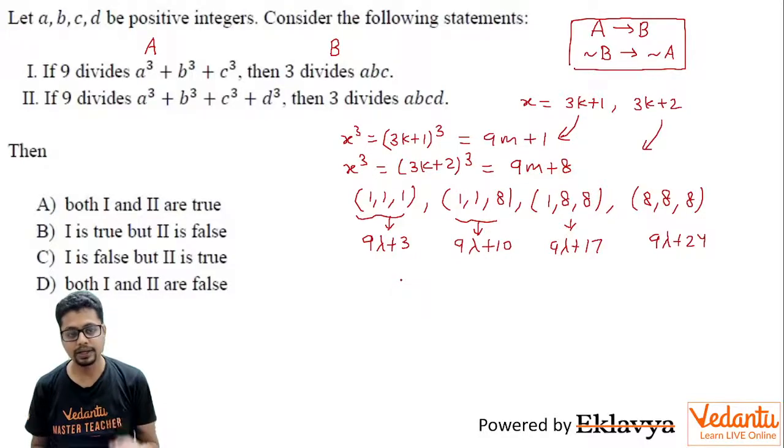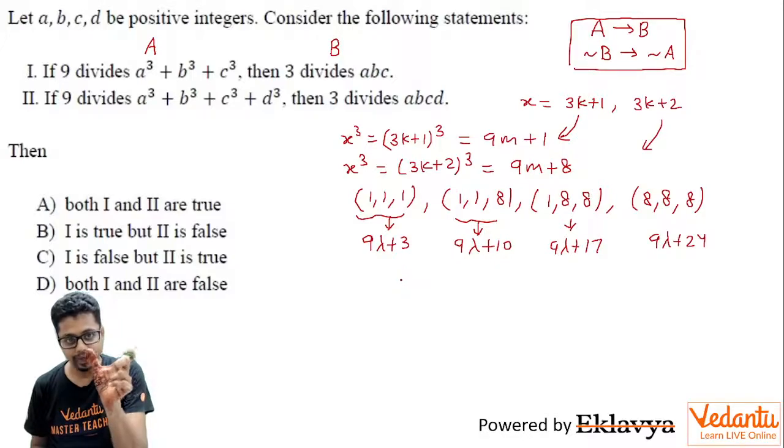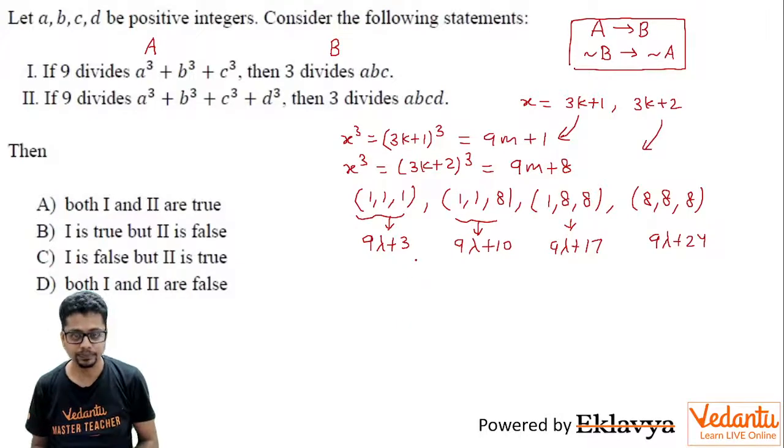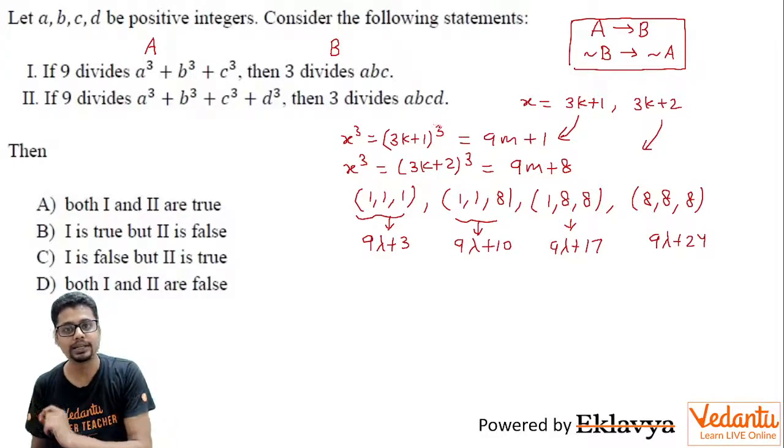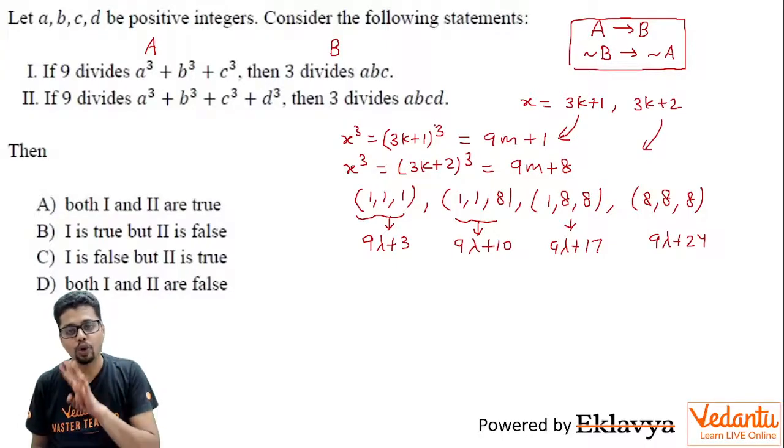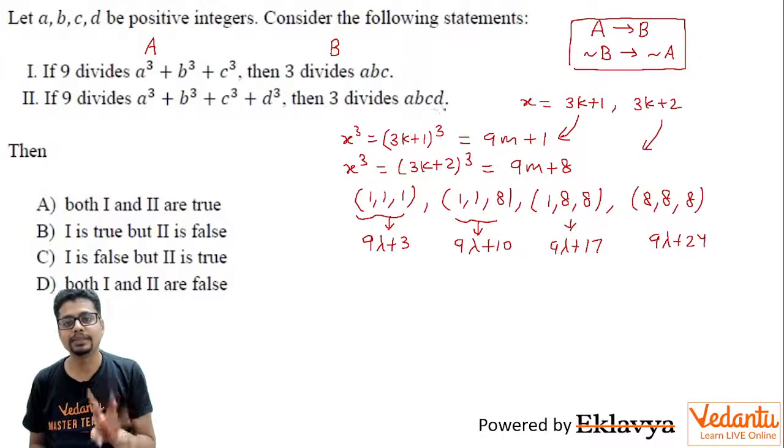Now here again, if A implies B, it is the same as not B implies not A. So let's explore not B implies not A. That means 3 doesn't divide A, B, C, D. That means none of these A, B, C or D is divisible by 3. None of these is of the form 3k. So all 4 of them, A, B, C, D, are of the form 3k plus 1 or 3k plus 2.